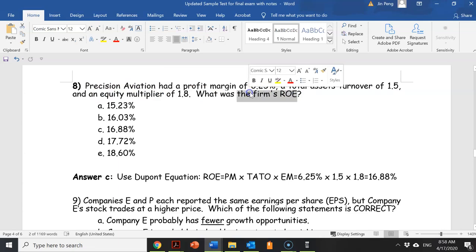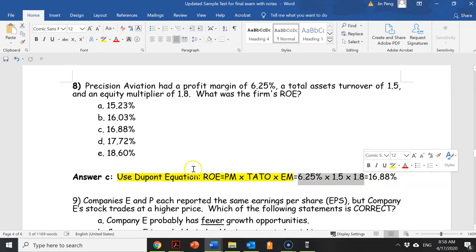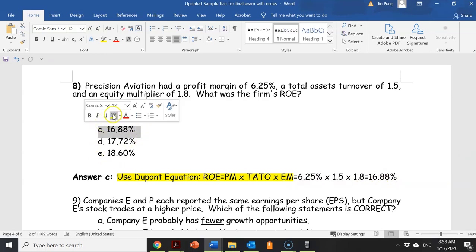We can just use the DuPont equation we learned in chapter 4, analysis of financial statements. ROE equals profit margin multiplied by total assets turnover, TATO, multiplied by equity multiplier, EM. So we just multiply the three numbers. We would have option C.